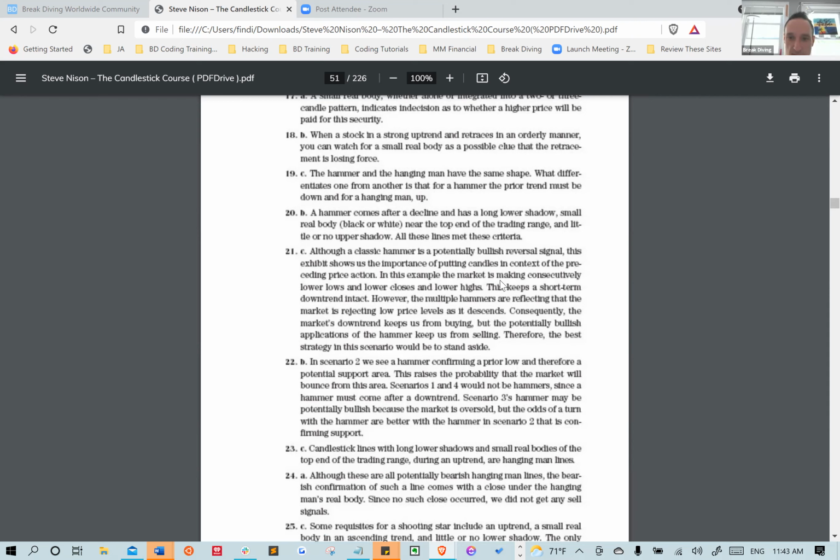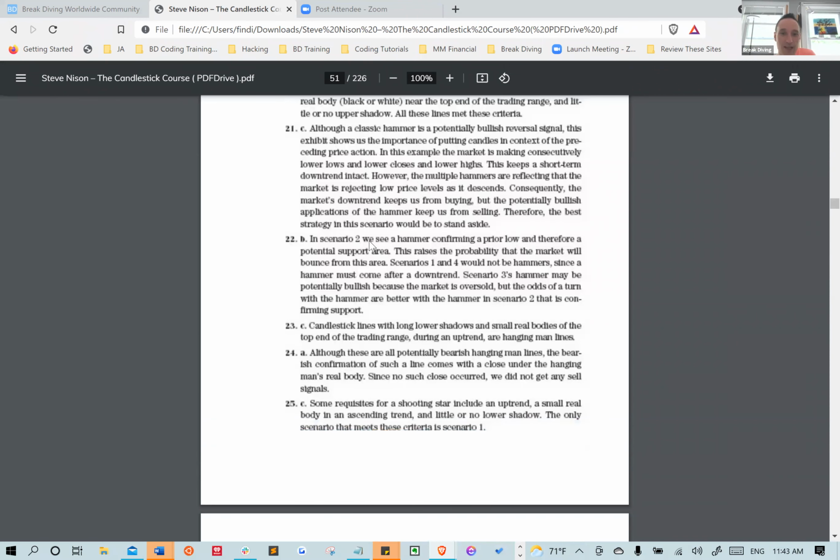In this example, the market is making consecutively lower lows, lower closes, and lower highs. This keeps a short-term downtrend intact. However, multiple hammers are reflecting that the market is rejecting low price levels as it descends. Consequently, the market's downtrend keeps us from buying, but the potential bullish implications of the hammer keep us from selling.